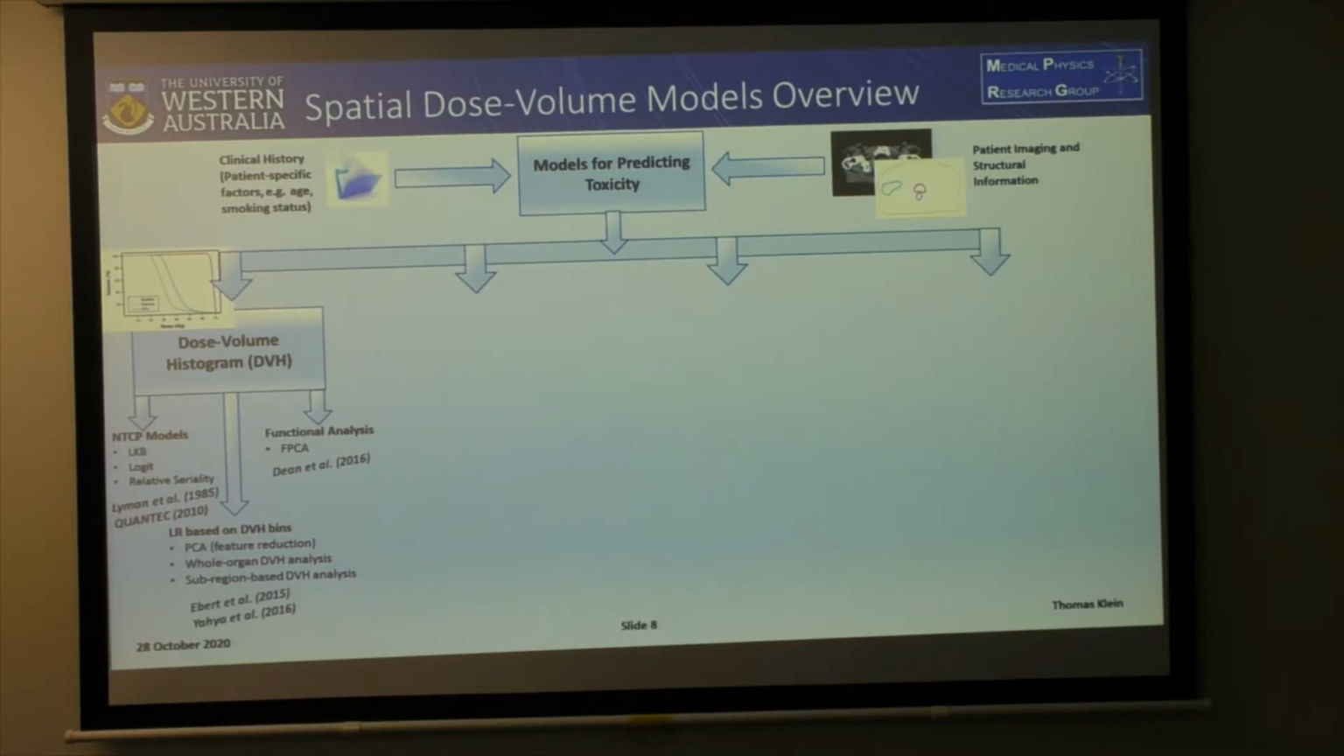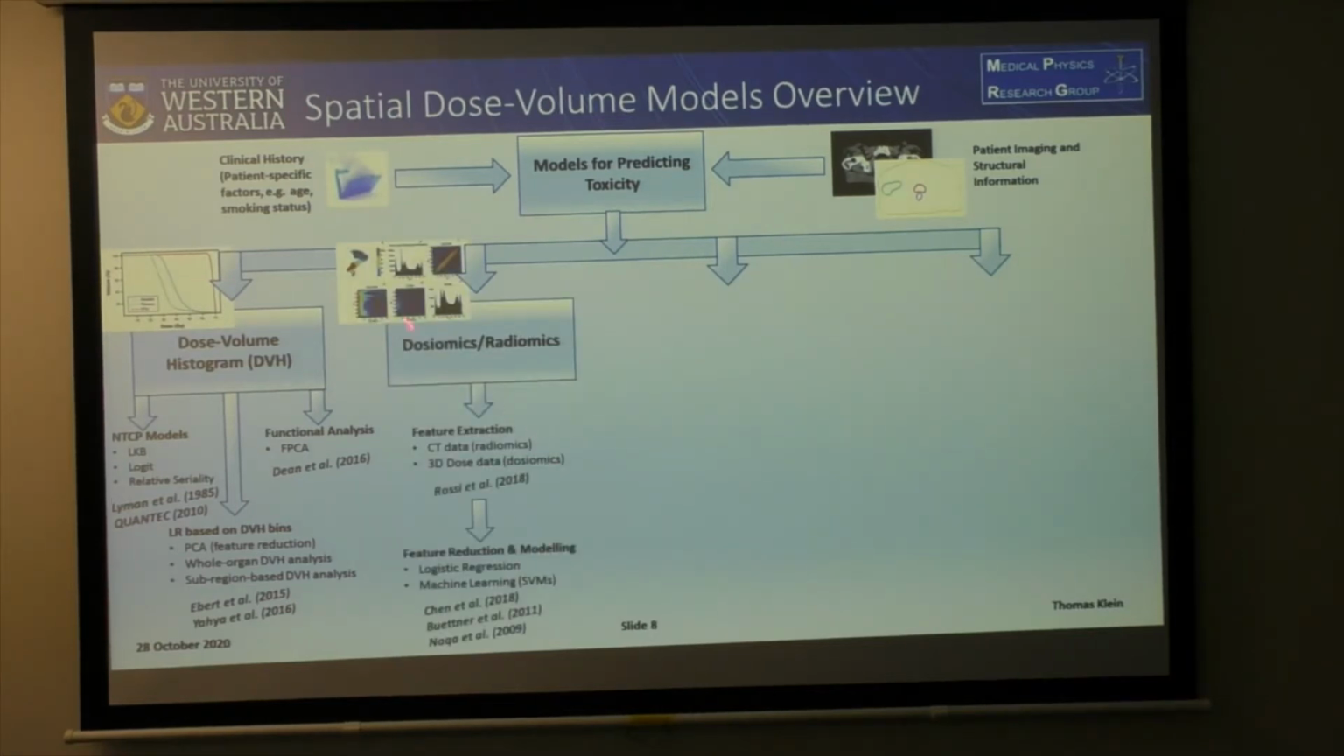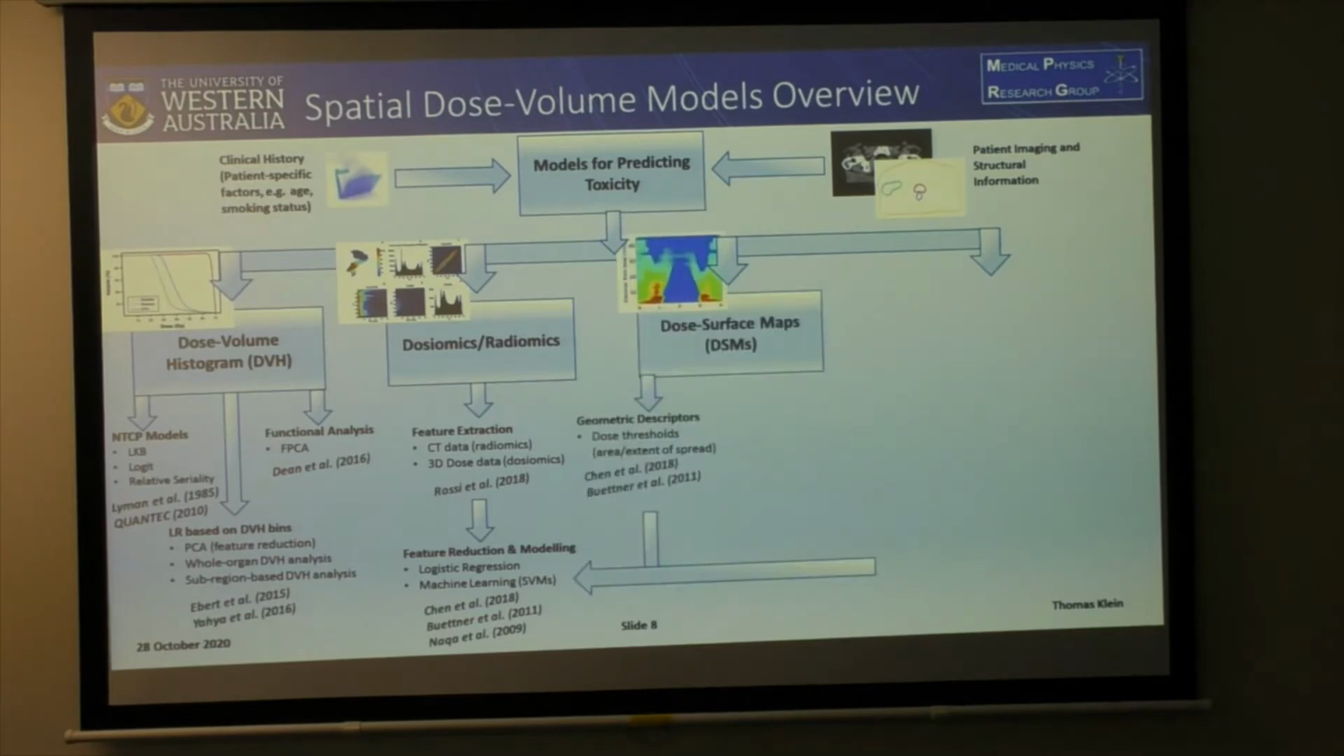Functional analysis has also been employed, which basically represents the entire dose volume histogram as a single continuous curve and removes the issue of correlation between adjacent DVH bins. So more complicated models, which move away from the dose volume histogram, involve the use of dosiomics or radiomics, which basically involves the extraction of high-level statistical features from the 3D CT or dose data. And these features are then used in the workflow of feature reduction and modeling, and authors have used both logistic regression and support vector machines for making toxicity predictions on these features.